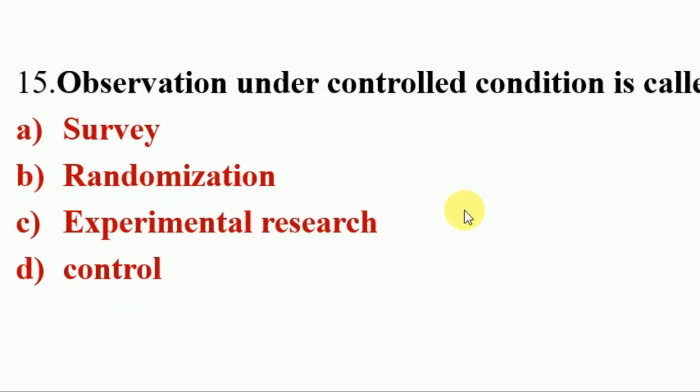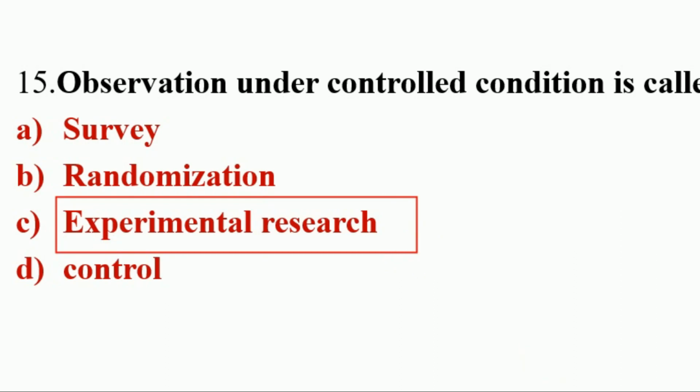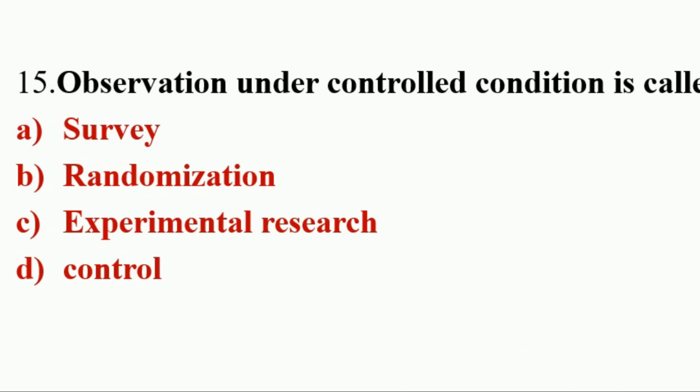Next question. Observation under controlled condition is called. Options: A. Survey, B. Randomization, C. Experimental research, D. Control. Answer is C. Experimental research. So observation under controlled condition is called experimental research.